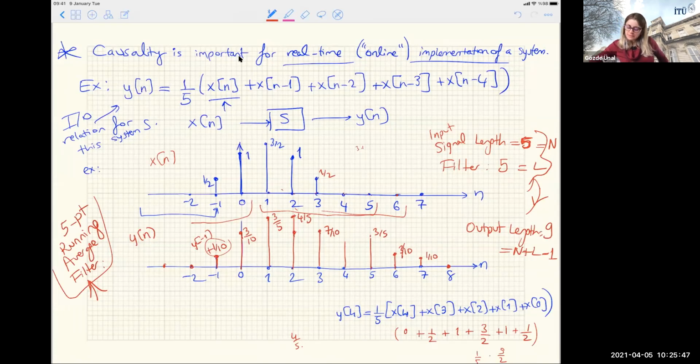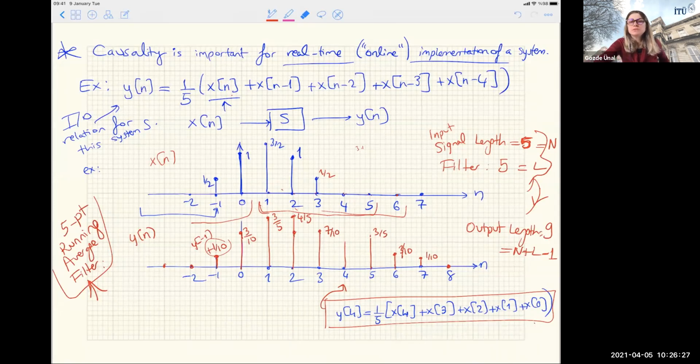I mean, this equation goes here, right? I just inserted y of 4, x of 4, n equals 4, x of 3, x of 2, x of 1, x of 0, right? That's it. I think I went one more. Yes, exactly, we had to do it here, right? You're right. As an exercise, please go ahead and fill it in.